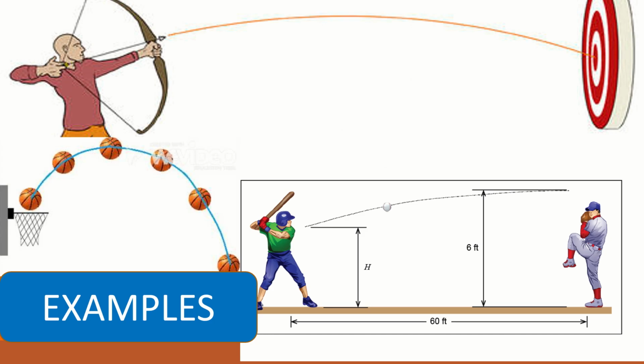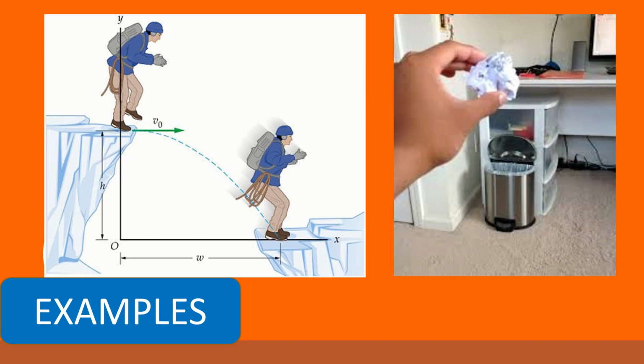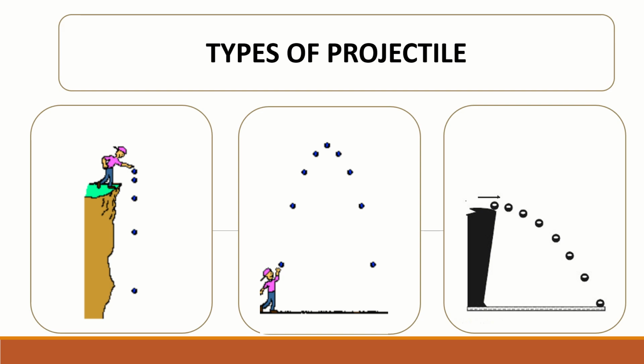So we have here archery. We also have your basketball, your baseball, jumping itself, or even your habit of throwing garbage in the garbage can, trying to move like playing basketball. So these types of motions are examples of projectile motion. So there are three types.